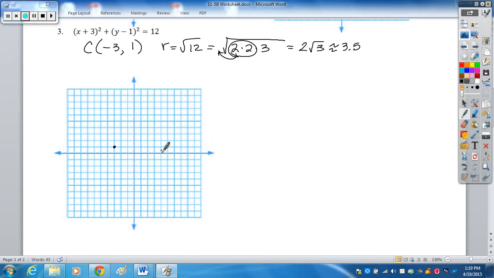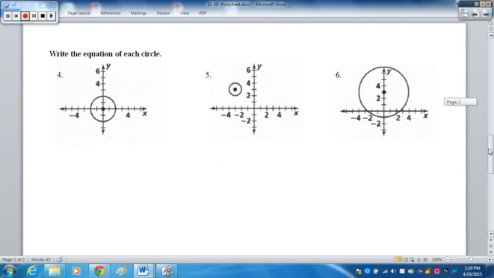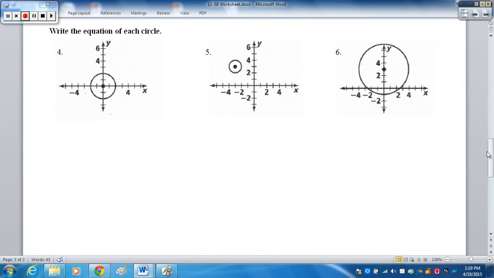Now, if you go to the back side, you no longer have the equations, but you have the graphs, and you have to come up with the equations. So, what do we have to do here? First of all, we have to figure out what the center is, what the radius is, and then plug it into the equation.